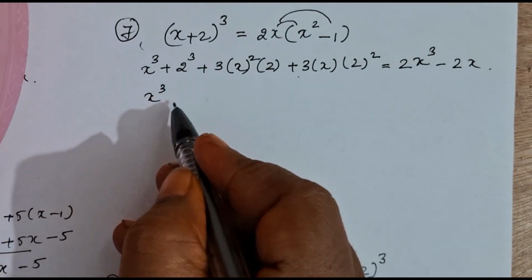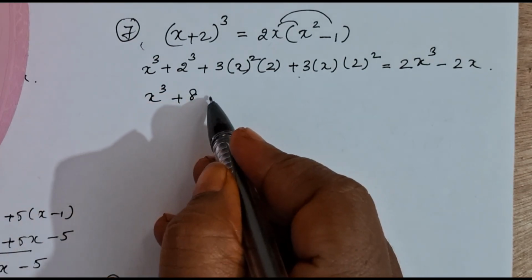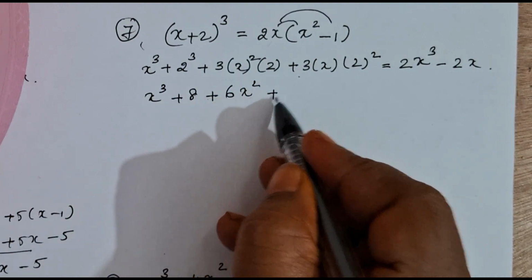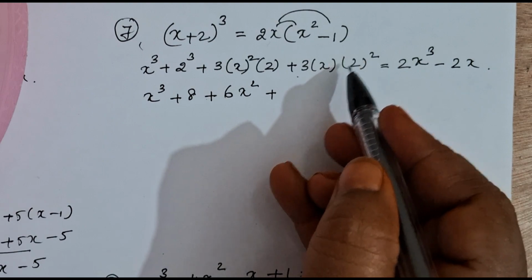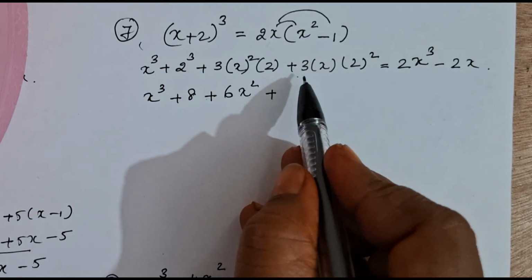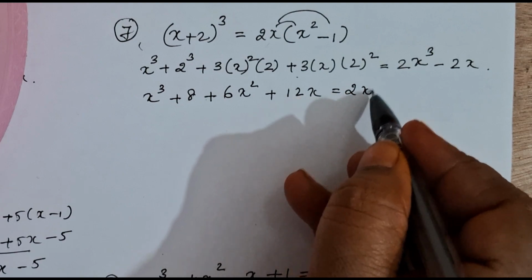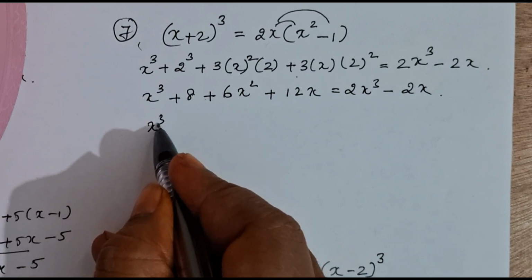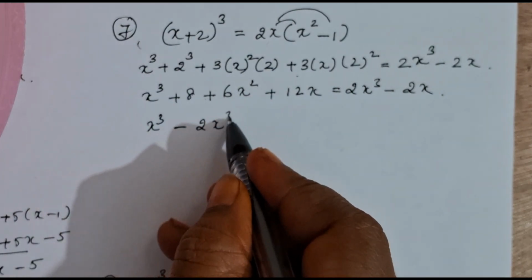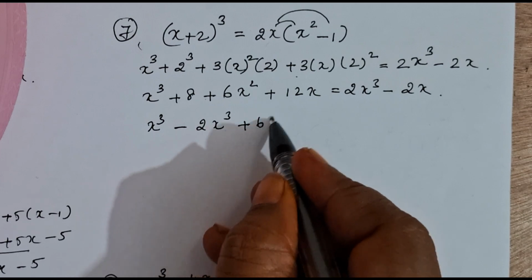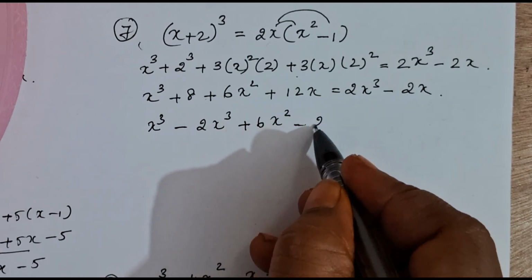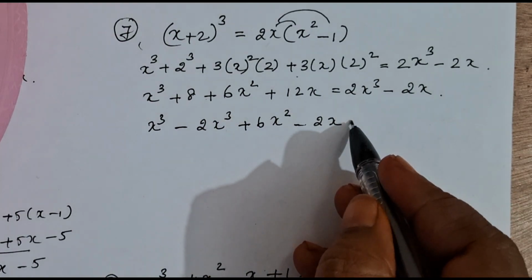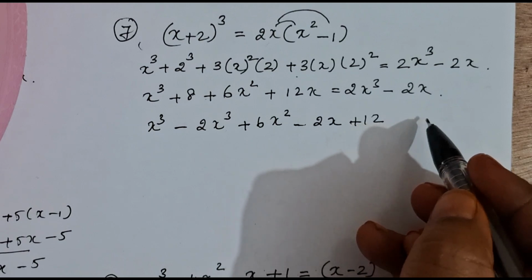So now we will simplify this. So x cube plus 8 plus 6x square plus 12x is equal to 2x cube minus 2x. So now we will simplify this. x cube minus 2x cube plus 6x square minus 2x plus 12x plus 8 is equal to 0. So we are just shifting from left hand side to the right hand side and we are writing it.